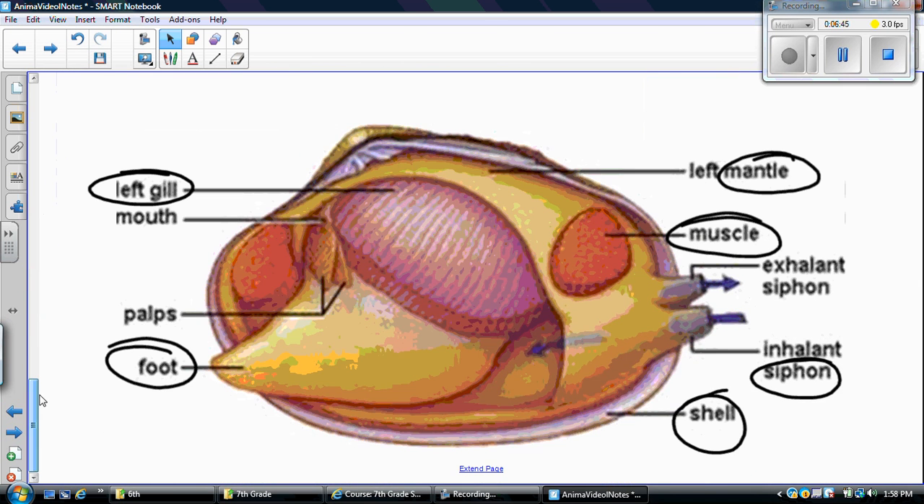Okay, so to give you an idea, the mantle, that's that hard outer covering. A siphon, these parts right here that let the water in and out. Foot, that's what allows this clam to move. And they have gills.